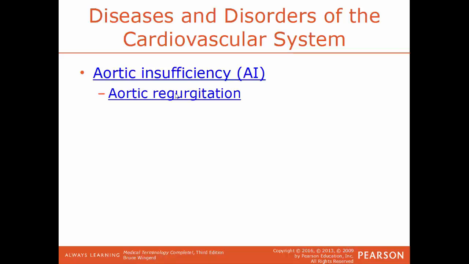So our next term, AI, aortic insufficiency. The other term for this is aortic regurgitation. This is where you have a leaking within the aortic valve, which causes the blood to go backwards, back into the left ventricle. Anytime you see the word regurgitation, that means material is moving backwards. So the blood is not being pumped through the aortic valve sufficiently. That's why it's called aortic insufficiency.